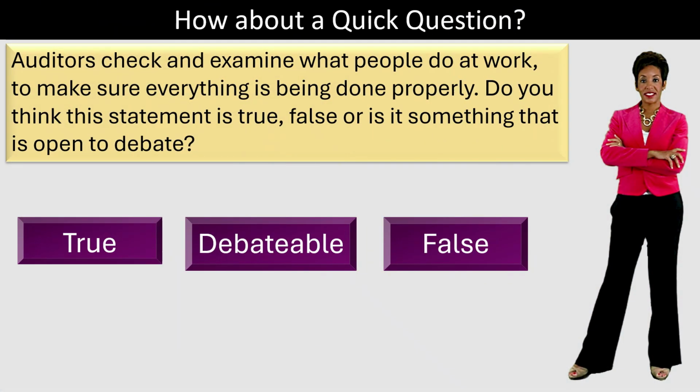The answer lies in Ricardo's next presentation that covers a brief history of internal auditing. But before we do that, let me put something to you. Auditors check and examine what people do at work to make sure everything is being done properly. Do you think this statement is true, false, or is it something that's open to debate?